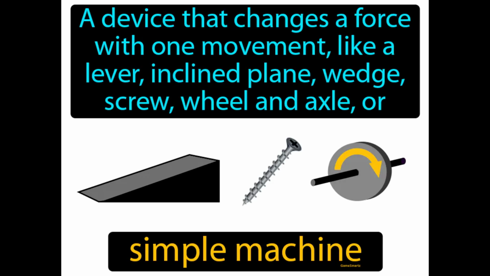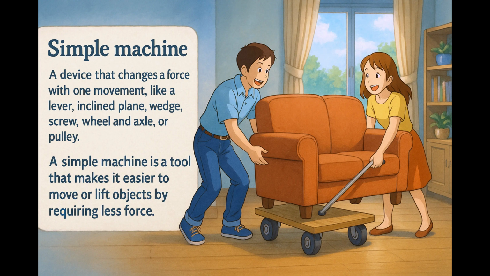A device that changes a force with one movement, like a lever, inclined plane, wedge, screw, wheel and axle, or pulley. Simple machine. A simple machine is a tool that makes it easier to move or lift objects by requiring less force. Imagine trying to move a heavy couch across the living room floor by yourself.